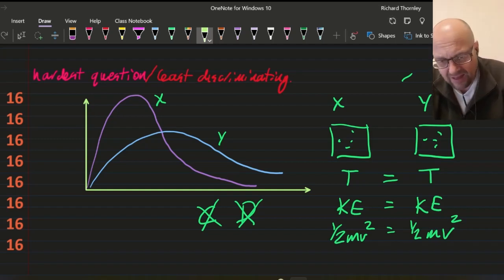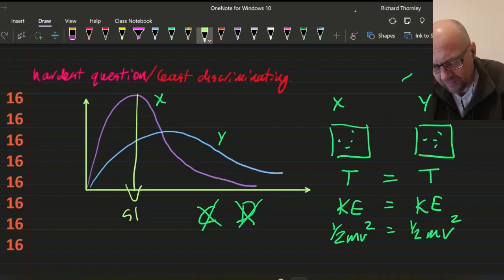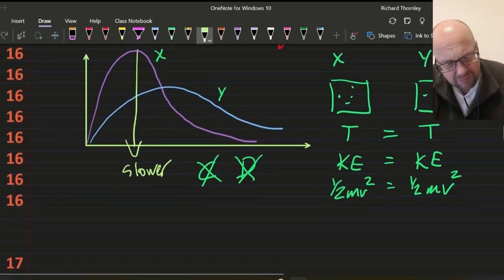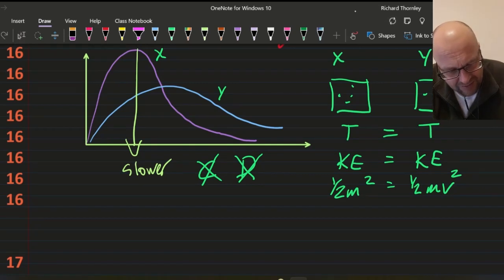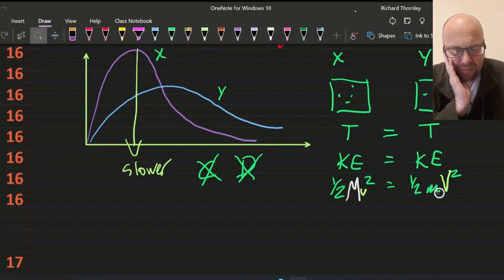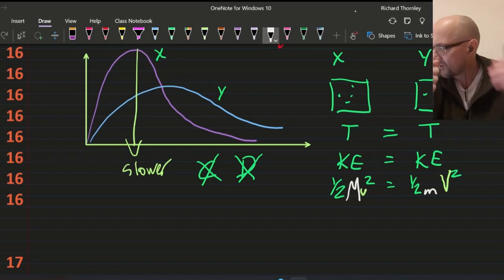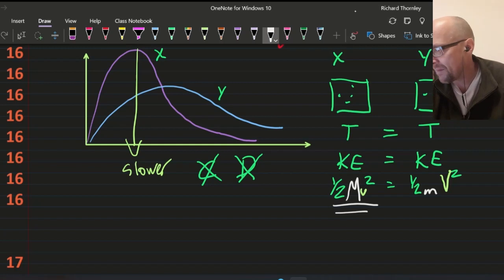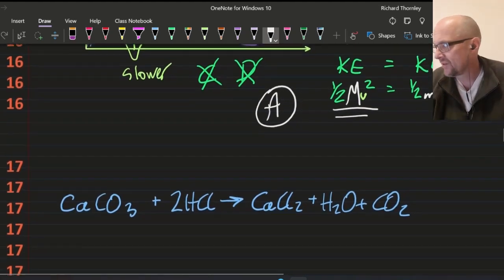Now I can see that X is slower on average, which must mean that the speed for X is low and the speed for Y must be higher. But if the kinetic energies have to be equal, the mass must be the tricky thing going on here. So this mass must be bigger and this mass must be smaller to make it work. So the answer is A. X has a higher molar mass, 16A, is it? Yeah. That was a stinker. 17?